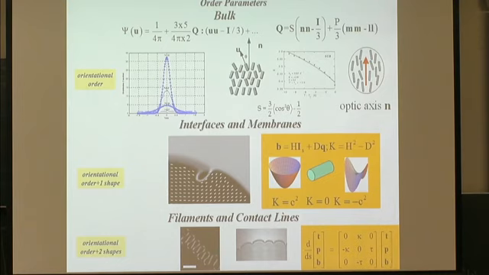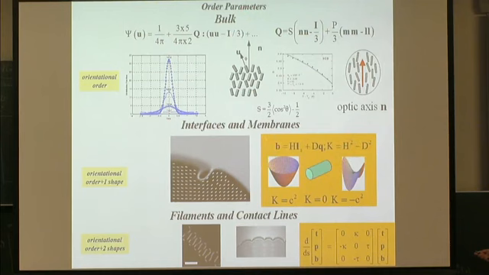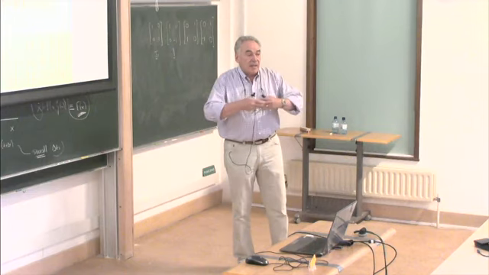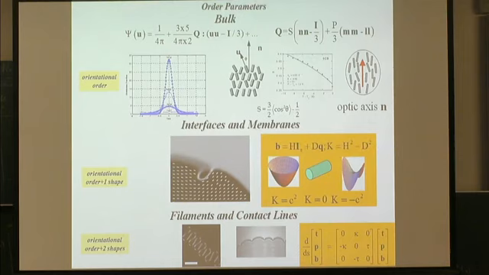And for filaments and contact lines, you use the Frenet-Serret formulas. So for this kind of problem where you have membranes, you have to couple Q and B. And this coupling of Q and B describes anisotropic membranes. For contact lines, you can couple Q and T, for example.